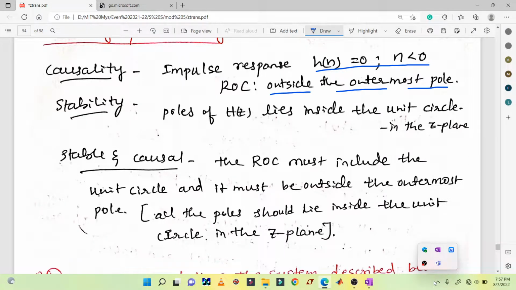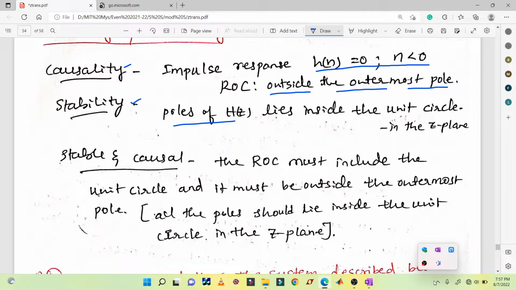Right-sided sequences, we can call them causal sequences. That is, if the impulse response is a right-sided sequence, then we can say the system is causal. Similarly, for stability, if the poles of H of z lie inside the unit circle in the z plane, then that system can be called stable. So all the poles of H of z should be inside the unit circle, then the system will be stable.